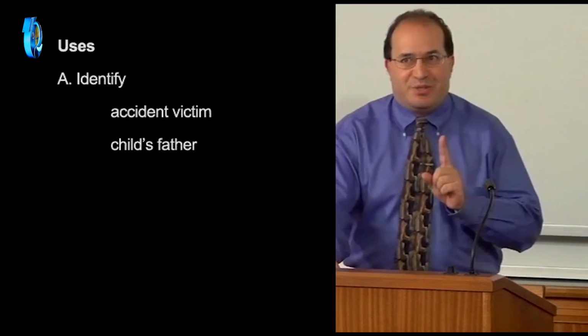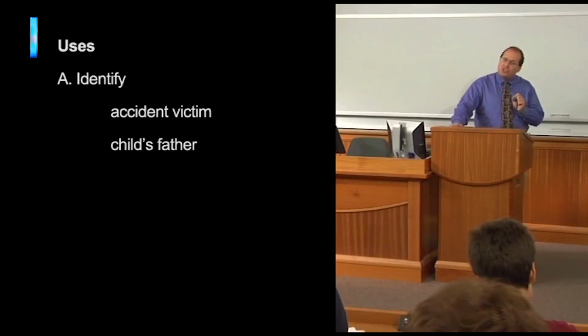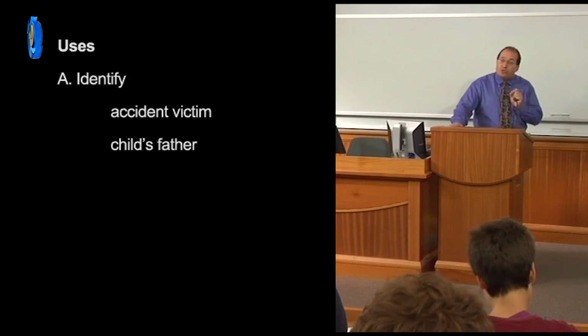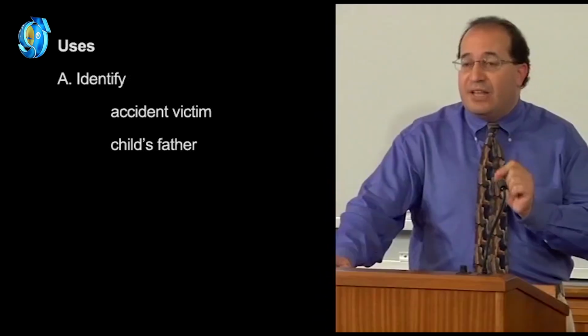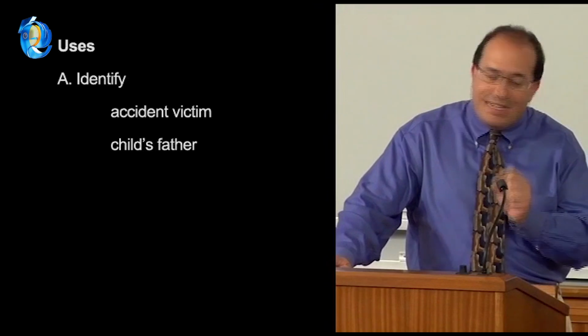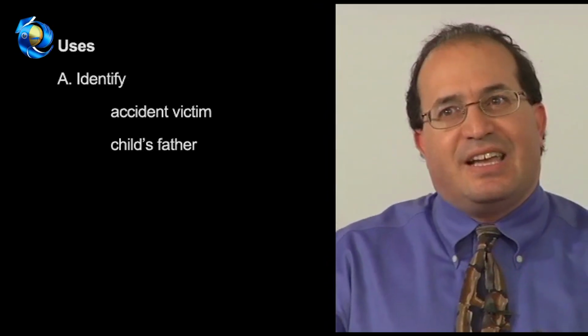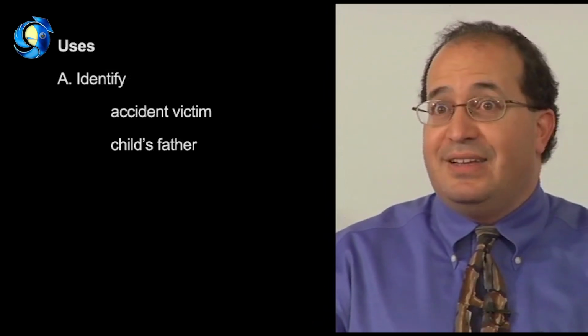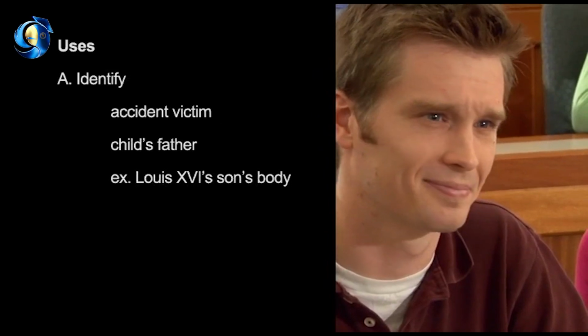Now, here's an interesting one. In 1999, scientists used DNA testing to prove that the son of the French king, Louis XVI, and Marie Antoinette, in fact, died in prison. He didn't escape, as some people had believed. DNA testing identified the son's body. People have been arguing about this for more than 2 centuries.